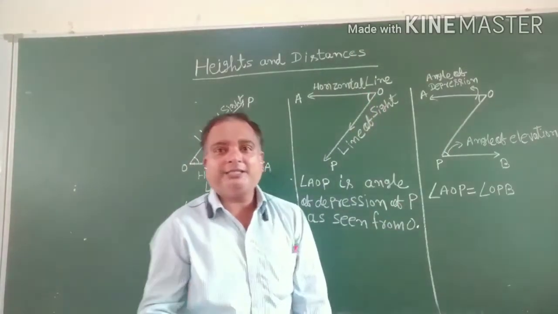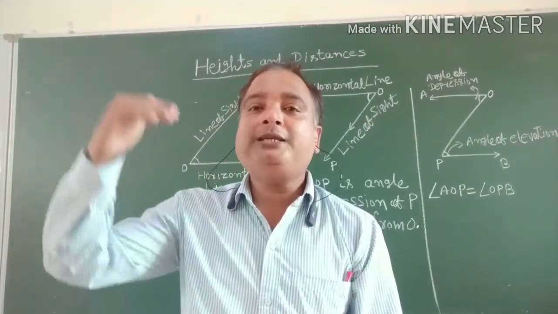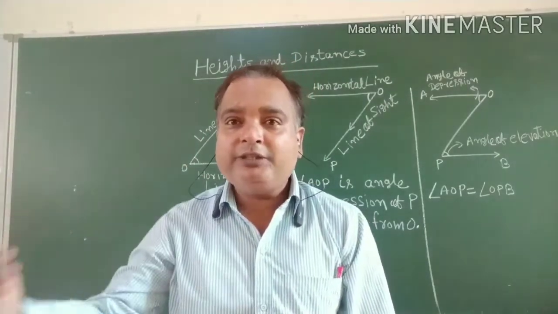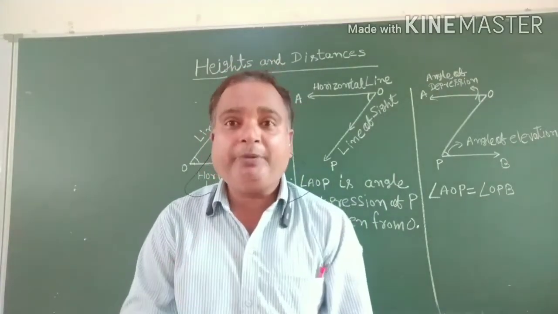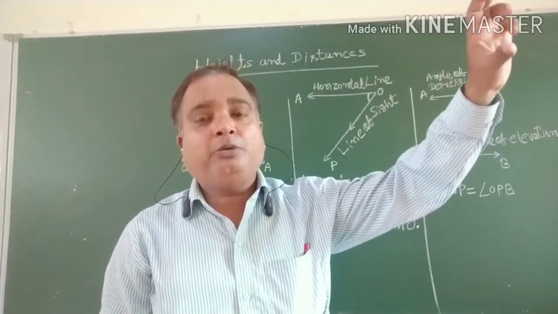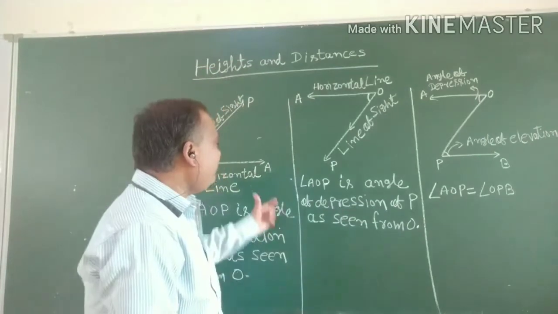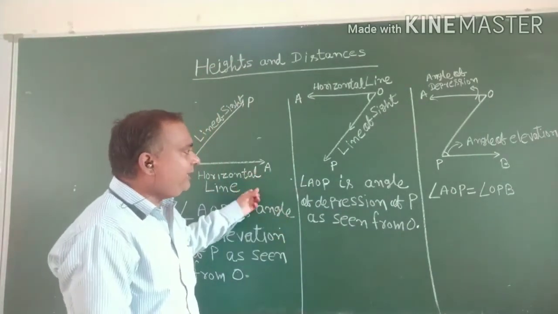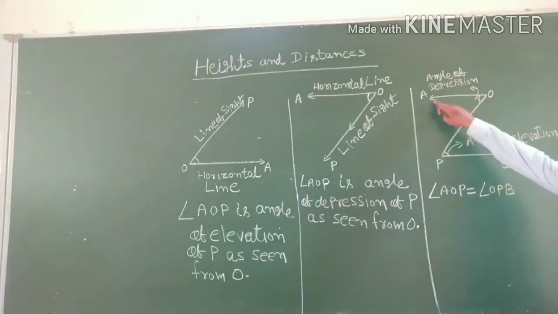So simply we can say, in case of angle of elevation, the object is placed at a particular height with respect to the observer, and in case of angle of depression, the observer is situated at a particular height with respect to the object. Now if I combine figure 1 and figure 2, I can draw it like that.